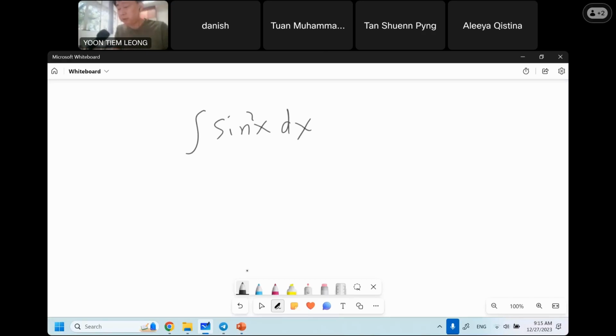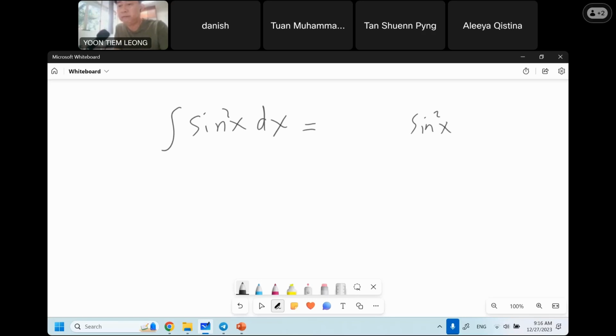So what type of substitution rule should you use in this case? The first step is not to actually find a good substitution for this, but instead to try to reduce the power of the integrand. Somehow you need to convert the square function, sine square function, into a function that is linear, for example, linear in cos of 2x.